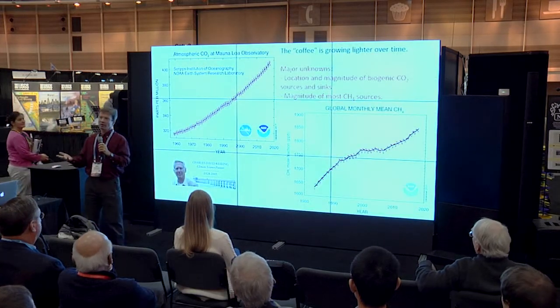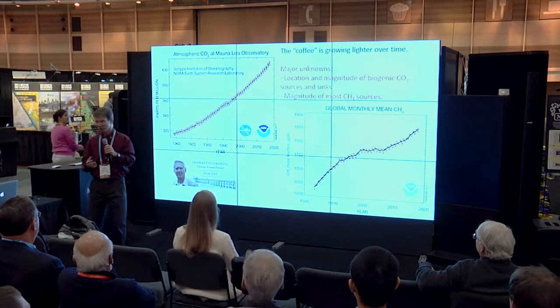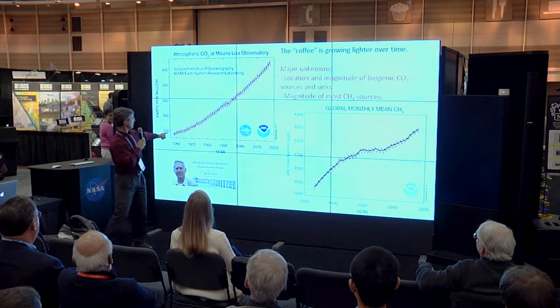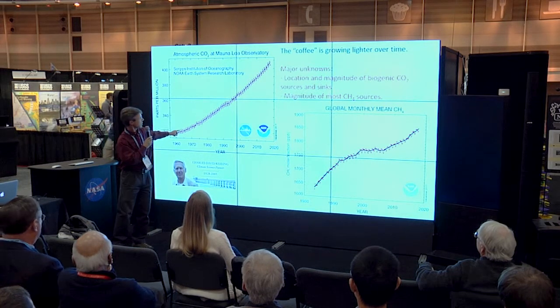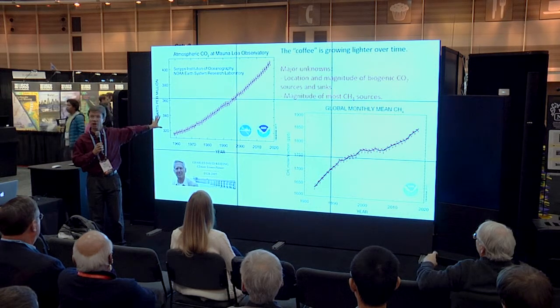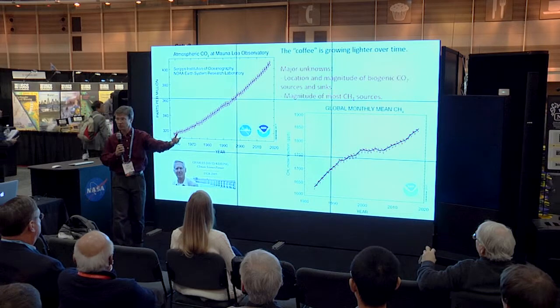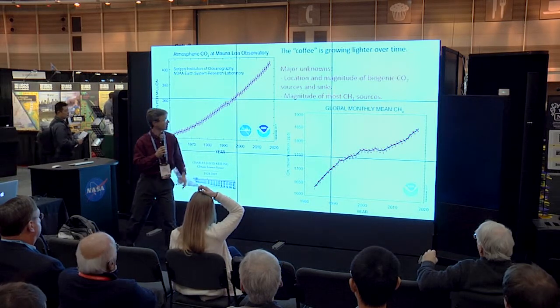We know that the coffee is getting lighter. That is, human activity is adding greenhouse gases to the atmosphere. And here's a couple examples of that. These are the measurements started by Dave Keeling of CO2 at Mauna Loa. You only have to look at one spot in the cup of coffee to know that it's getting lighter, right? Concentrations are going up. We know there's a net source. We know this for methane as well.